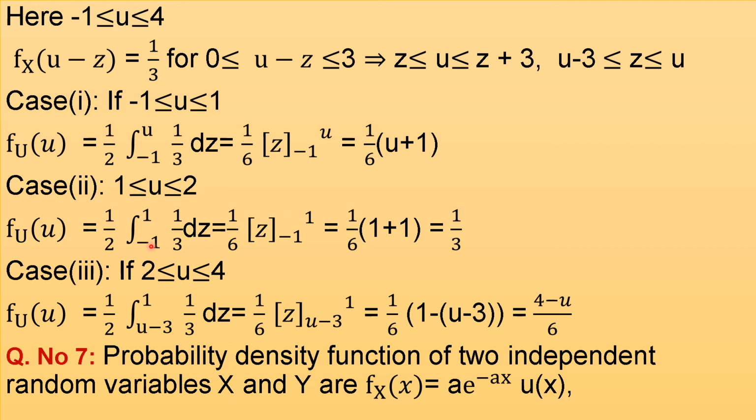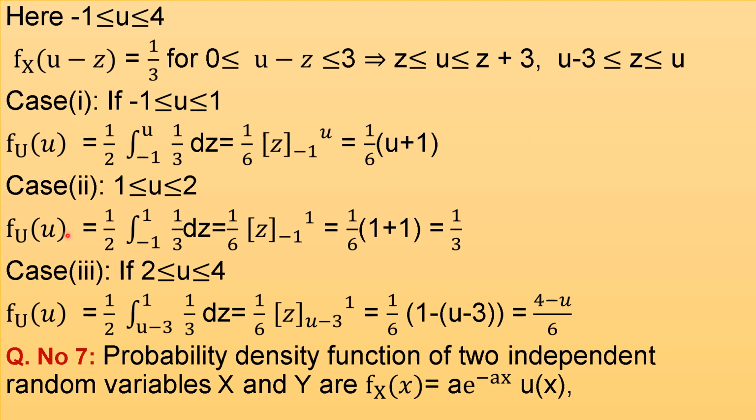So start the lower limit as -1 itself. Upper limit, z should be less than or equal to u, and u is greater than or equal to 1, less than or equal to 2. Z should be less than or equal to 1, z is less than or equal to u here, and this u value is between 1 and 2. Z cannot be greater than 1, so this upper limit, you take it as 1 itself.